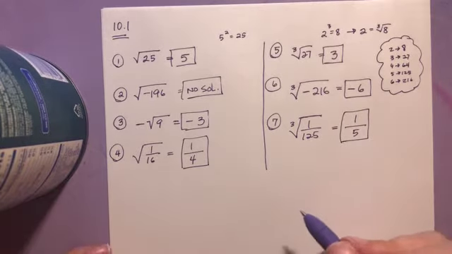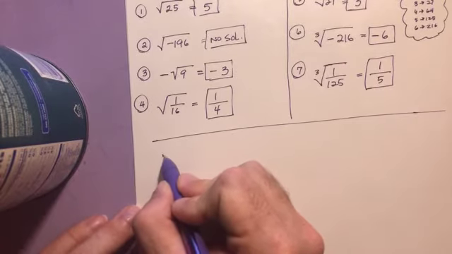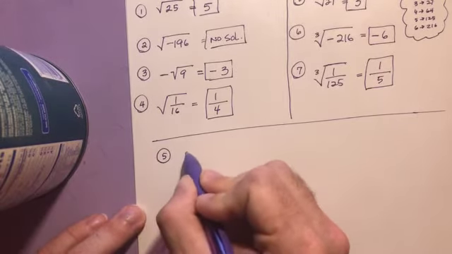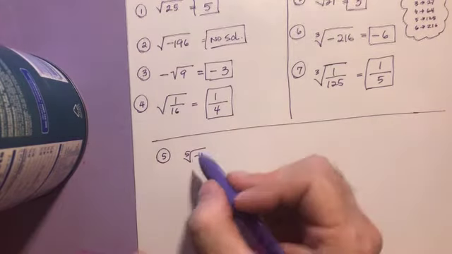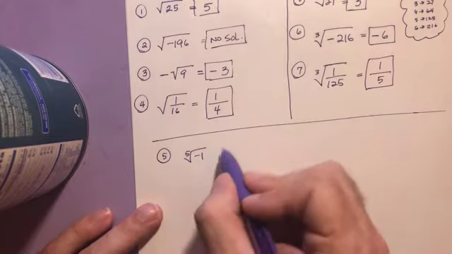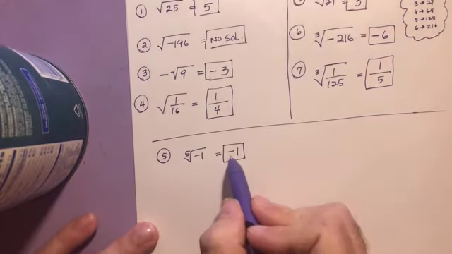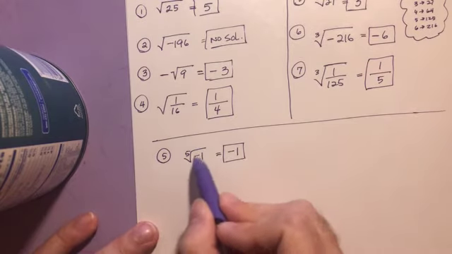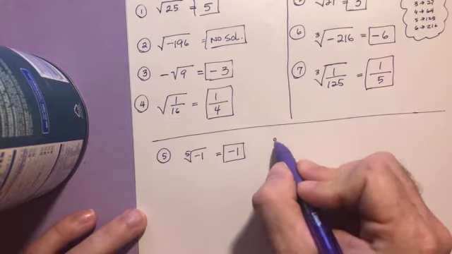Okay? All right. Now, when it comes to higher order roots, like the 5th root of negative 1, I just have to say, okay, well, what times itself 5 times gives me -1? And that's -1, right? Because a negative times itself 5 times will still be negative. So it's okay.